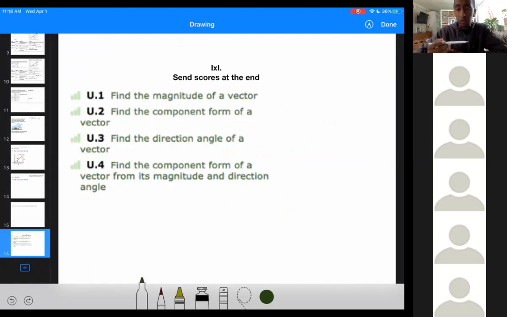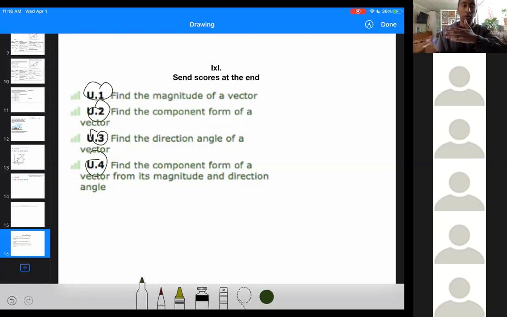If you've never used IXL, I'm going to show you how to navigate it. But you're going to be doing U.1, U.2, U.3, and U.4. IXL is a software in which you work at your own pace. So there's not a specific set number of questions you have to do. Based on how many questions you do, if you get them right, your points increase fast, and then you get a score.